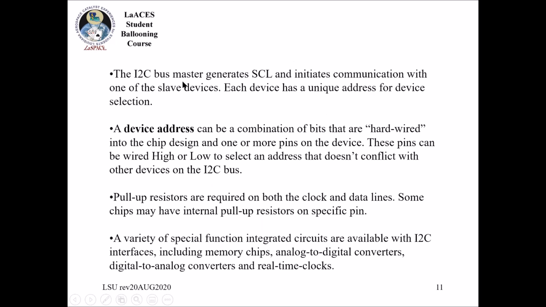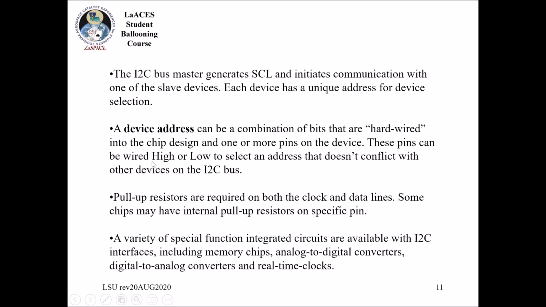So the I2C bus master generates SCL, which is the clock, and it's going to initiate communication with one of the slave devices. Each device has a unique address for device selection, which is what I just mentioned. A device address can be a combination of bits that are hardwired into the chip design, or one or two more pins on the device. Like I said, sometimes you have to add some resistors or something to set this. This is really important if you're ever designing a board or you're about to use a part. Make sure you understand that.